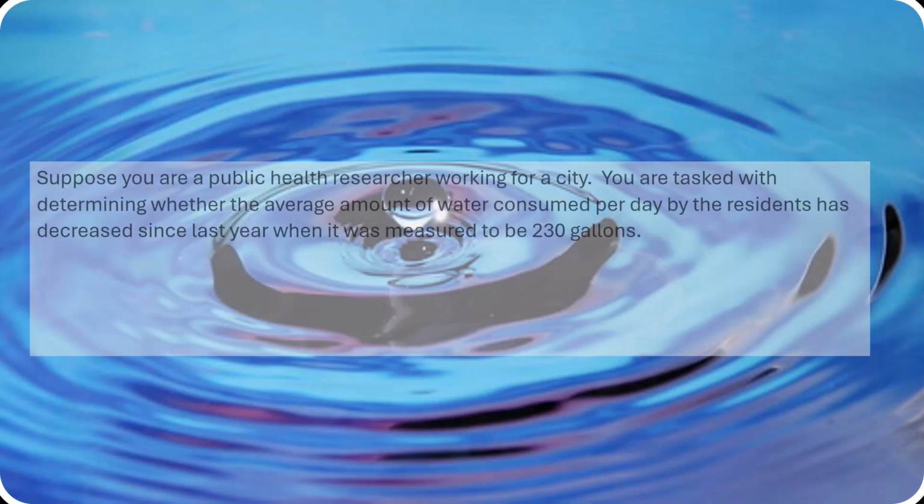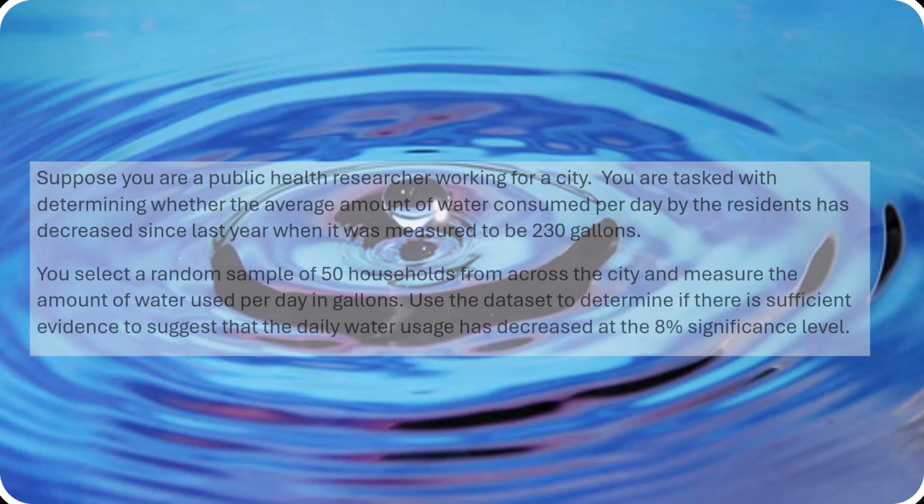Let's begin. Suppose you are a public health researcher working for a city. You are tasked with determining whether the average amount of water consumed per day by the residents has decreased since last year when it was measured to be 230 gallons. You select a random sample of 50 households from across the city and measure the amount of water used per day in gallons. Use the dataset to determine if there is sufficient evidence to suggest that the daily water usage has decreased at the 8% significance level.